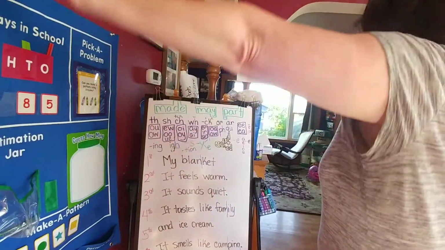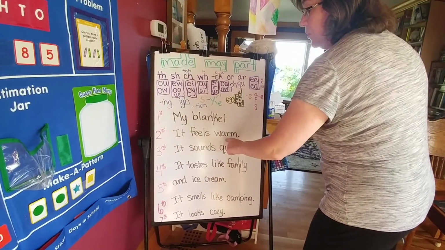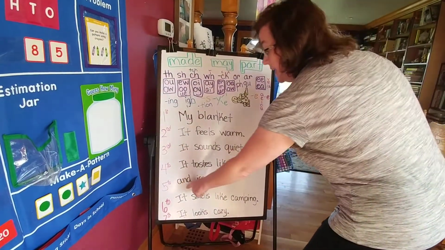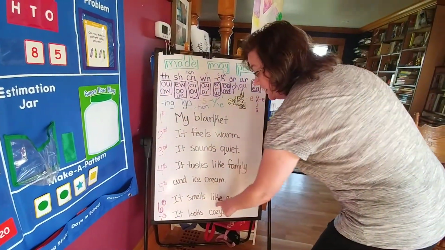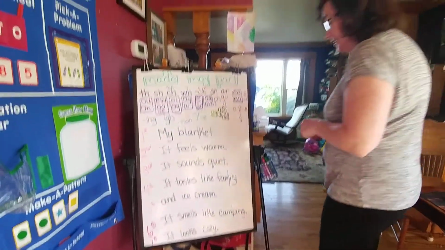This time as smooth as possible. Here we go. My blanket. It feels warm. It sounds quiet. It tastes like family and ice cream. It smells like camping. It looks cozy. Very nice. Nicely done, Isaac.